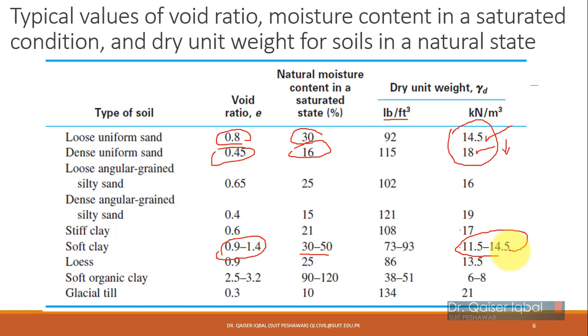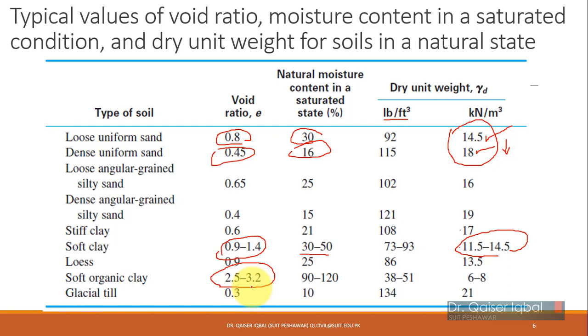So similarly, talking about loess or soft organic clay, you can see especially in case of organic clays or peats, their volume of voids is several times the volume of soil solids. You can see over here their void ratio is 2.5 to 3.2.